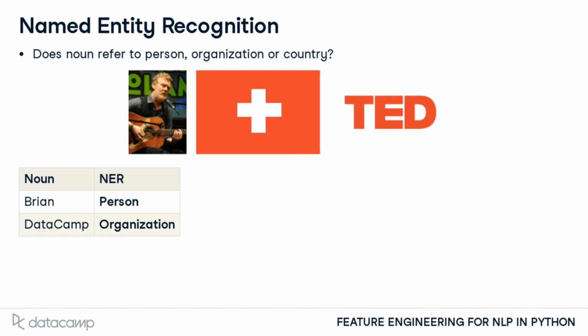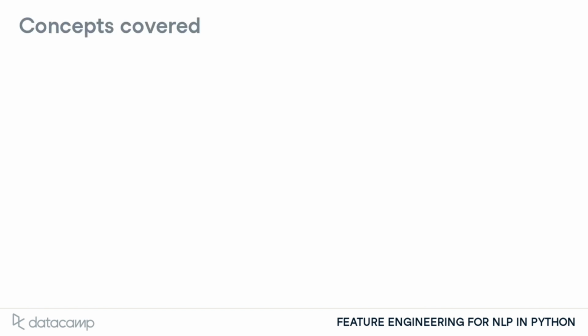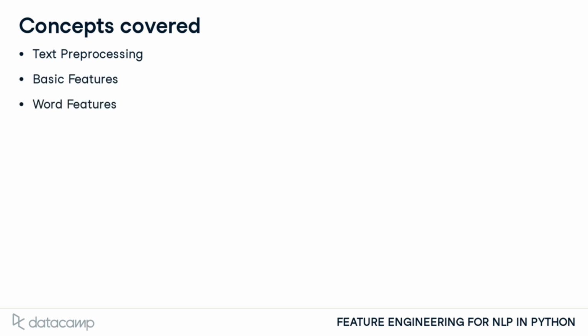For instance, consider the sentence, Brian works at Datacamp. Here, there are two nouns, Brian and Datacamp. Brian refers to a person, whereas Datacamp refers to an organization. Therefore, broadly speaking, this course will teach you how to conduct text pre-processing, extract certain basic features, word features, and convert documents into a set of numerical features using a process known as vectorization.